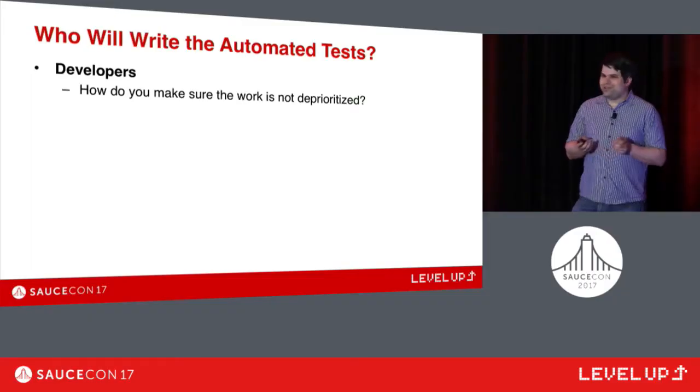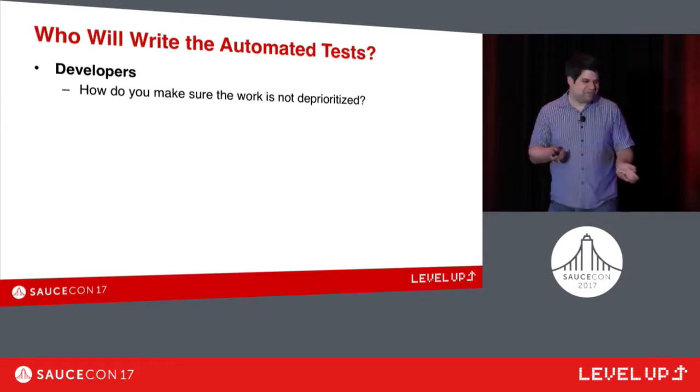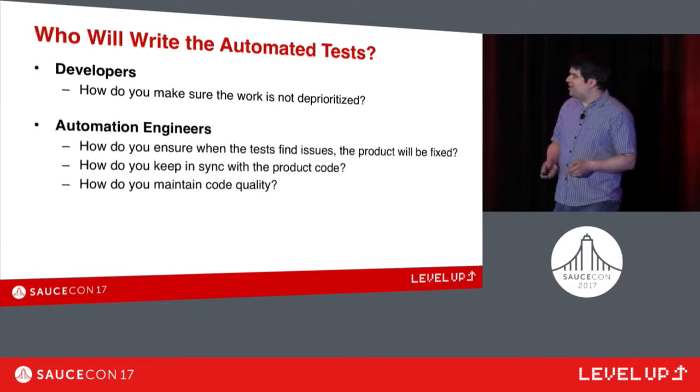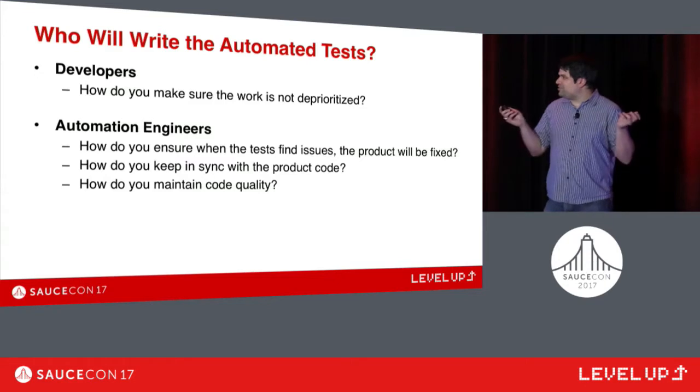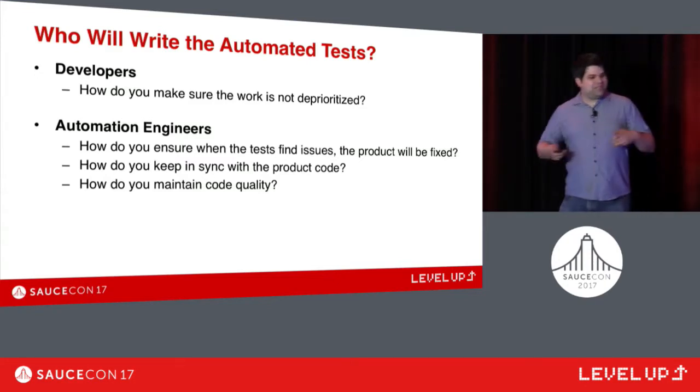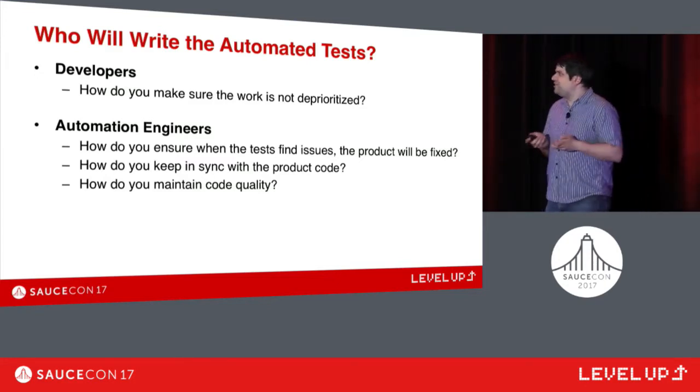The other side of the coin is that because they have other things, and developers tend to think of themselves being evaluated as to what software they produce in a certain time period as opposed to the quality of the software in a more holistic view, sometimes you struggle with having things get deprioritized or not get done when you assign things to developers. There's also the idea that automation engineers could write it. I am less keen on this, but it is a valid strategy.